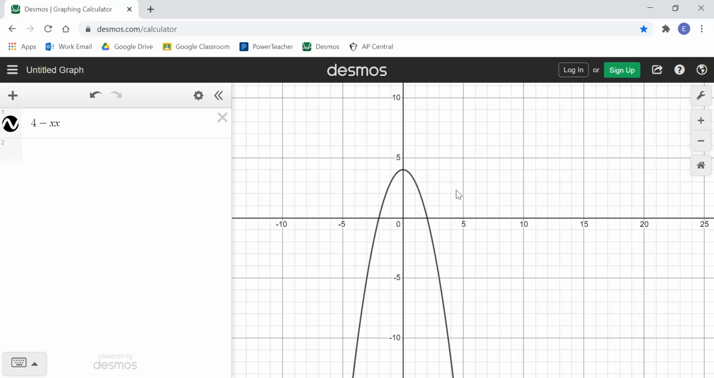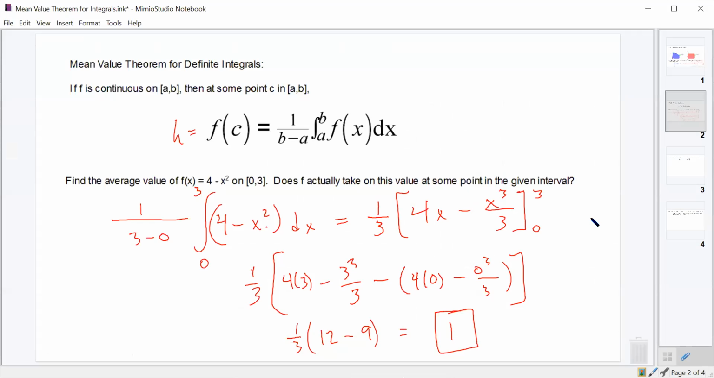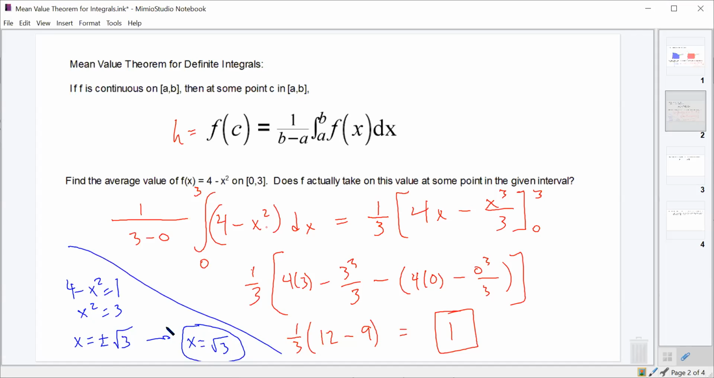That's good. Wonderful. And then our question also asks us, does f take on this value somewhere on this interval? And the answer is yes, it should, and we should be able to figure out when does 4 minus x squared equal 1. Just plug it in. That tells us x squared equals 3, or that x is equal to plus or minus root 3, and which one of those falls on the interval from 0 to 3? Positive. And there we go.